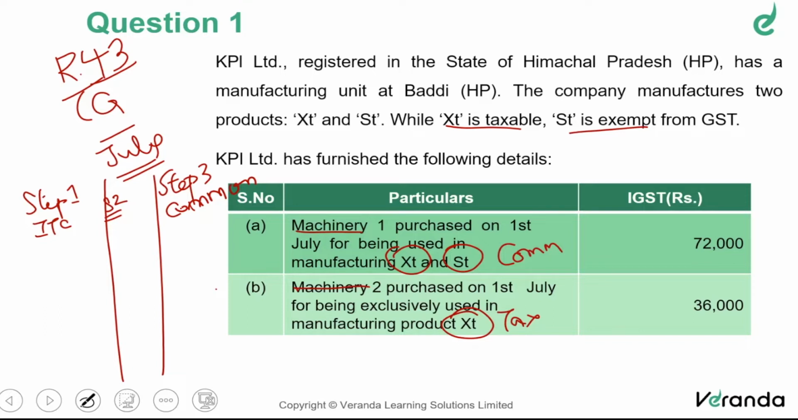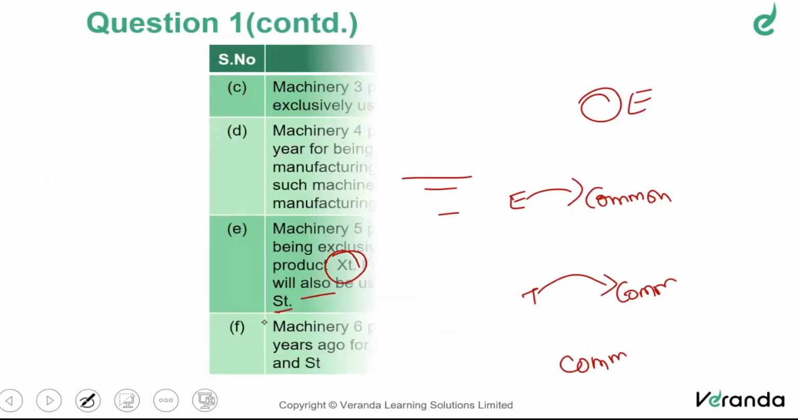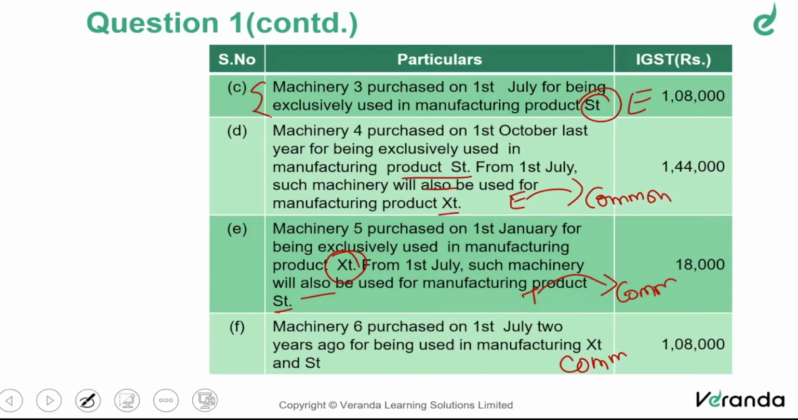Yeah. First, let's go step 1. One by one missionary we will analyze. Tell me, during the current month of July, we have to avail ITC on certain missionaries purchased during the year. Correct? Which missionary is purchased during the year? You see, missionary 1, 2, and missionary 3 are purchased during the year. Correct? Therefore, whether to avail this particular capital goods on this missionary, we will have to see.